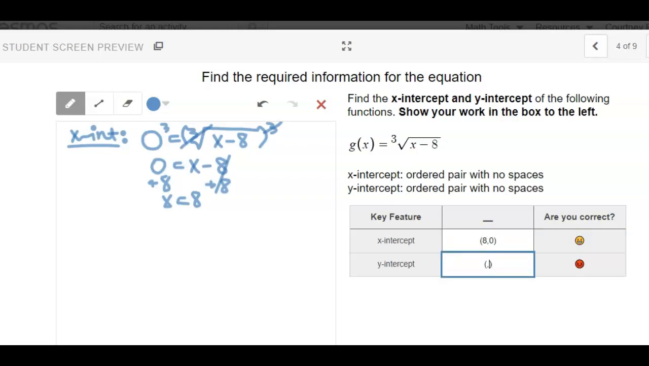All right, for the y-intercept, it's a y value when x is what? 0. So I have to go take 0, substitute it for x, and see what my y value is going to be. So I'm going to change colors. Green sounds good.